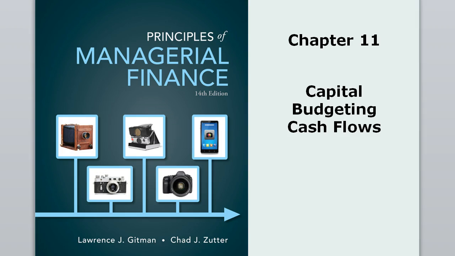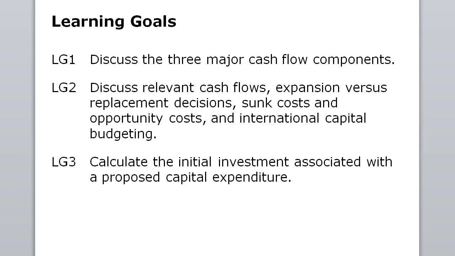And what we're really looking at here is, in Chapter 10, we talked about some of the basic capital budgeting techniques, and we're going to pull those together, and we're going to incorporate cash flows to see how a company is valued. So we're going to discuss three major cash flow components. Then we're going to talk about cash flows, expansion versus replacement decisions, sunk costs, opportunity costs, international capital budgeting.